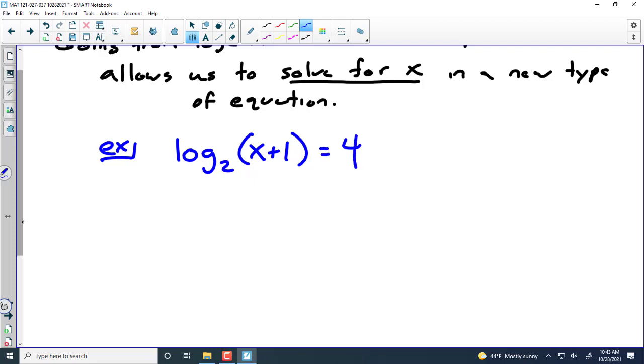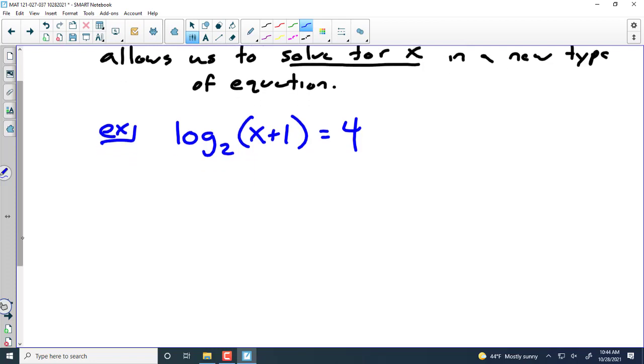This looks like a disaster to solve for x. Why? Because it's a new type of equation. We haven't solved for x in anything that looks like this before. But the secret for solving for x in this is to rewrite it in exponential form. Exactly what we were just doing, everyone. So we're going to rewrite this in exponential form.